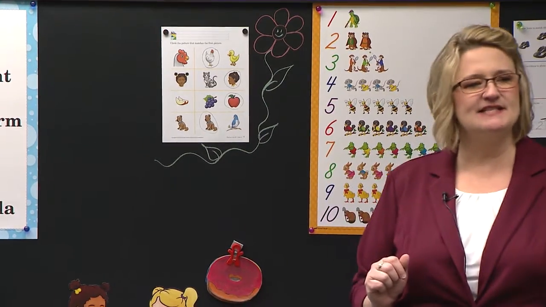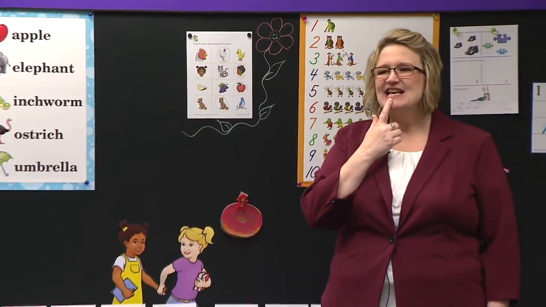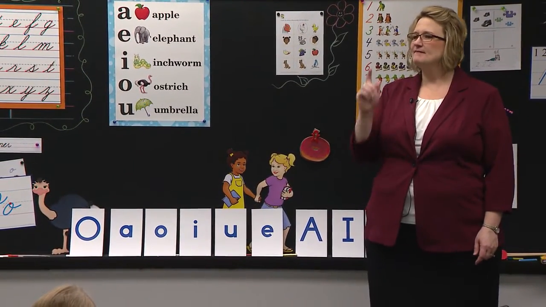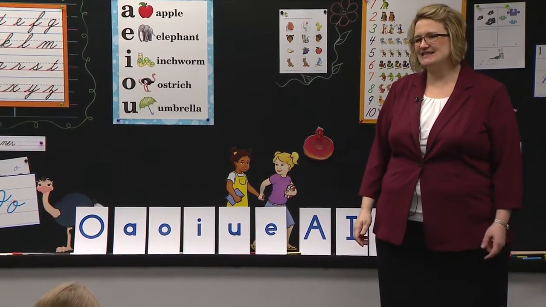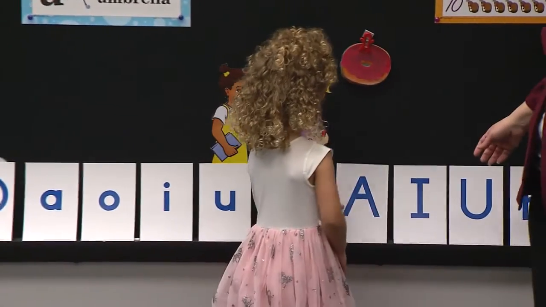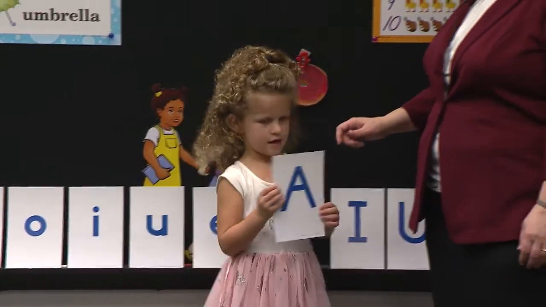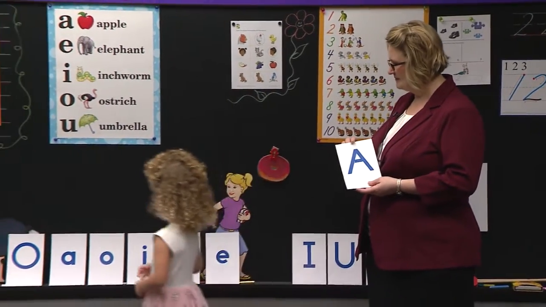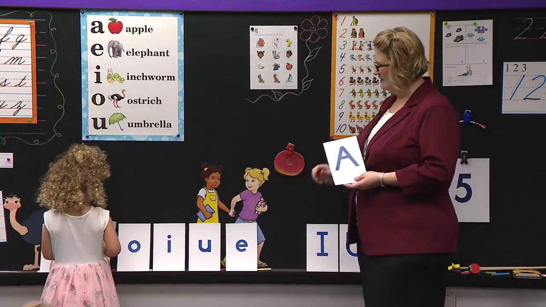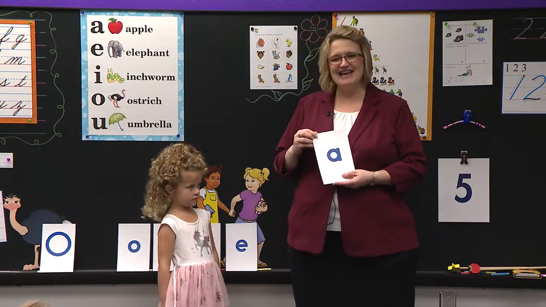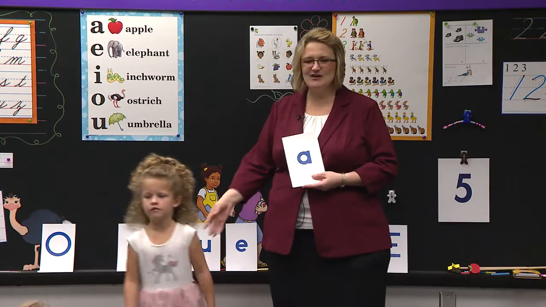Cat. Listen carefully. Cat. Come find the vowel you hear in cat, please. Michaela. Cat. What did you find? A. And can you find the other A? Can you find little a? Good. She was able to hear A in cat. Thank you, Michaela. You could go to your seat.